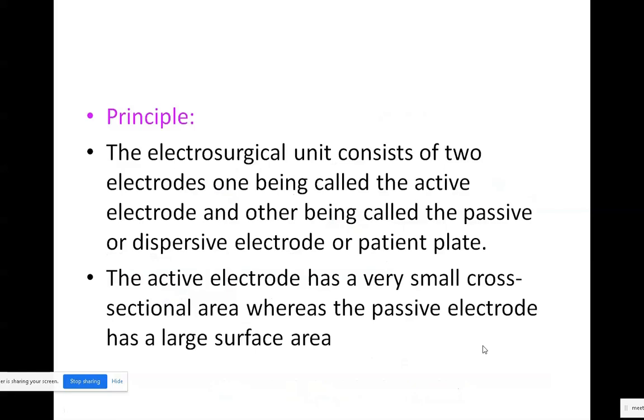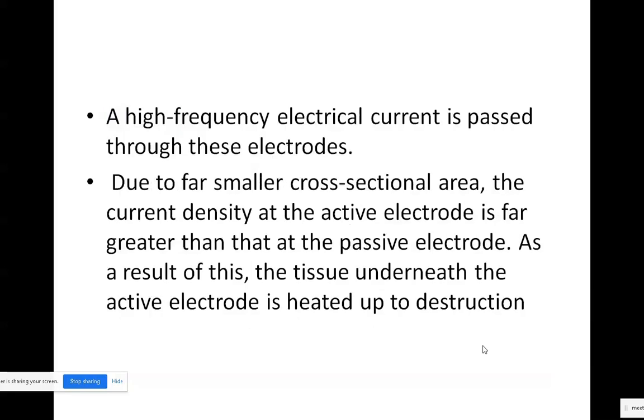So the electrosurgical unit consists of two electrodes, one called the active electrode and another called the passive electrode. The passive electrode, another name dispersive electrode, will be placed on the patient plate. The active electrode has a small cross-sectional area, whereas the passive electrode has a larger surface area. A high frequency electrical current will be passed through these electrodes.